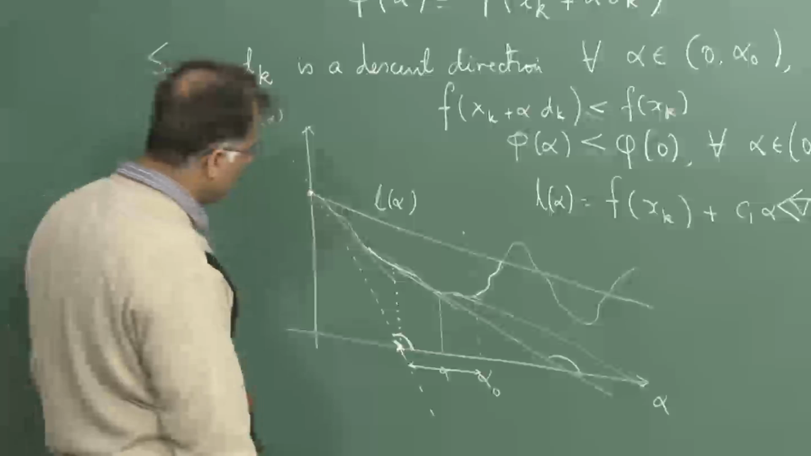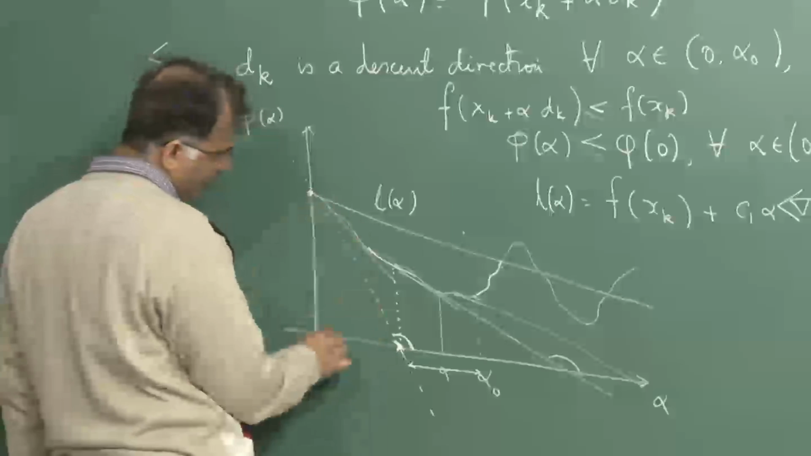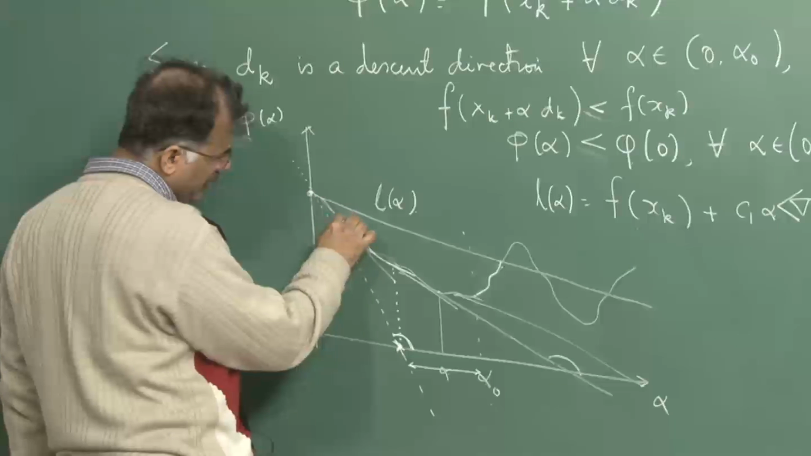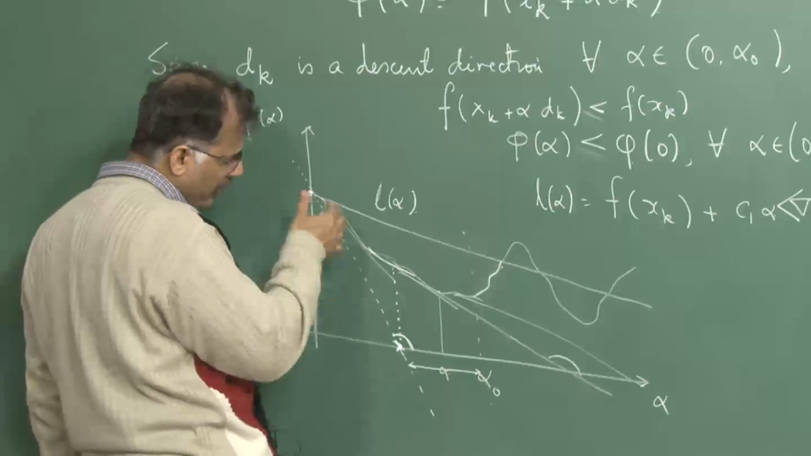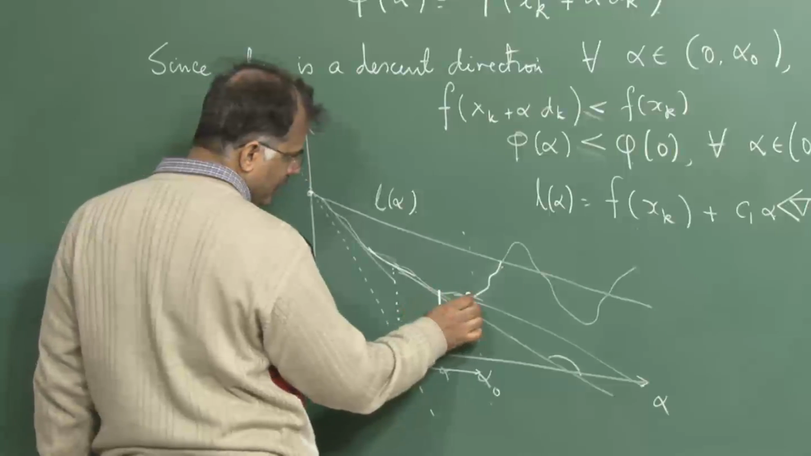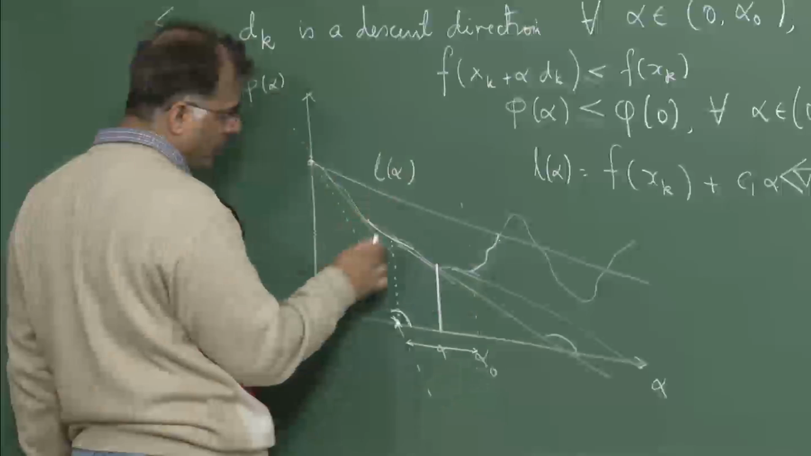Now you see what happens is that just after alpha equal to 0, that is x equal to xk, the function value decreases quite sharply, because that is what would happen till an interval alpha naught, and then it starts increasing a bit and goes up.